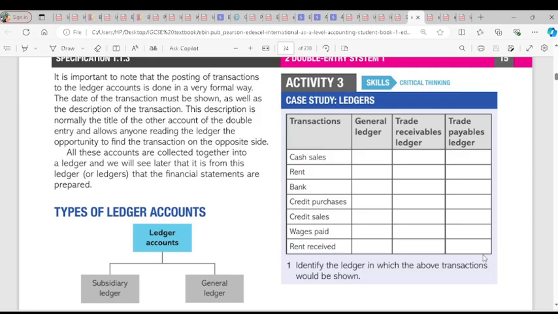What does general ledger refer to, meaning? It's the collection of the business accounts. It's a means of keeping record of a company's total financial accounts. Okay. That's the general ledger.